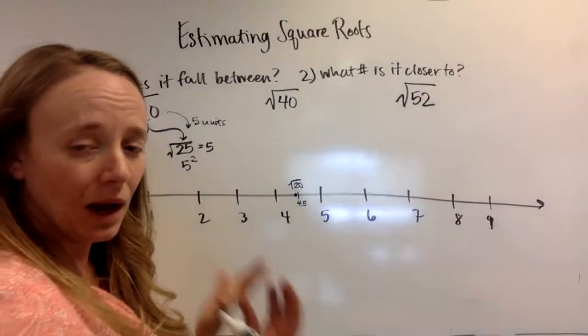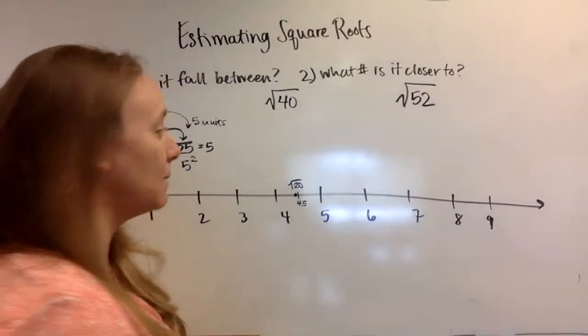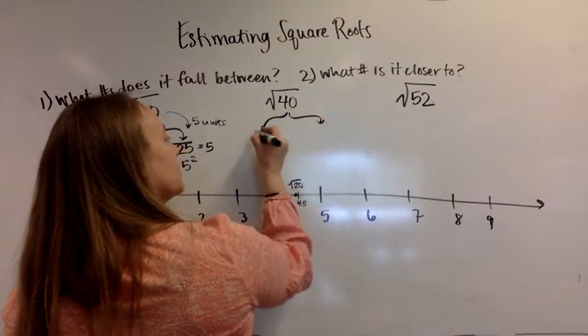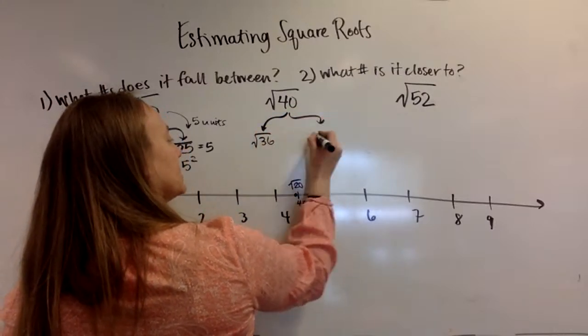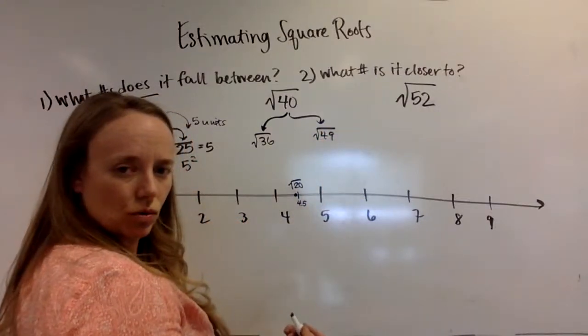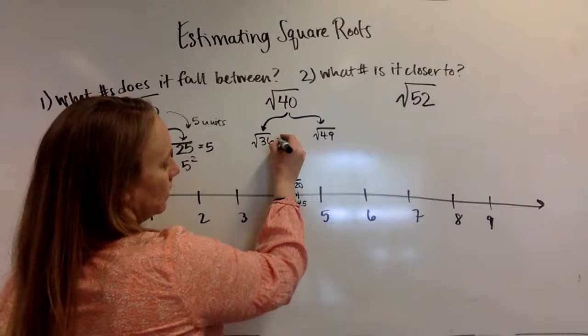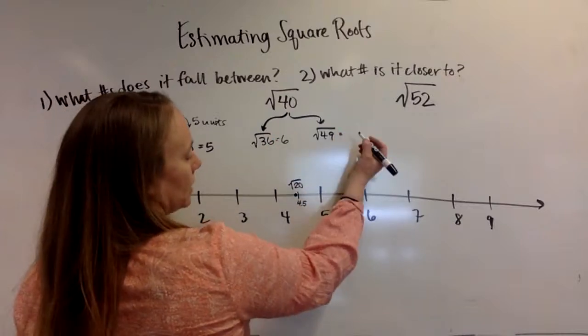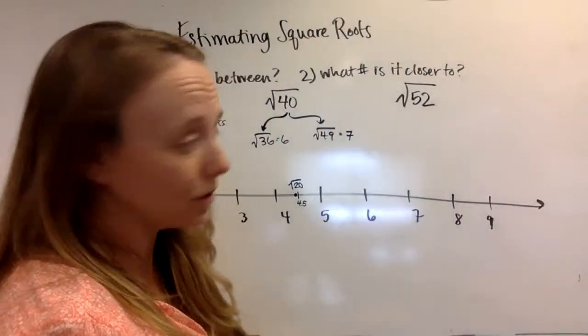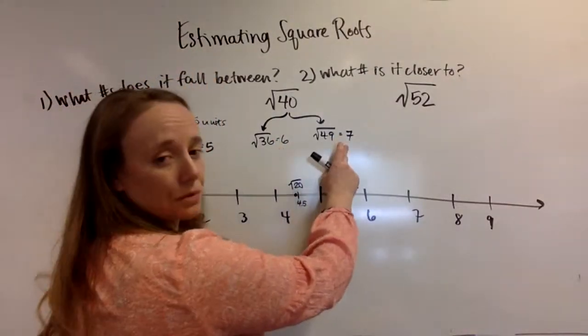So now I have the square root of 40. I need to look at that one. Now, what two whole numbers is that in between? Square root of 40 is between the square root of 36 and the square root of 49. Cool. Square root of 36, that's 6. Square root of 49 is 7. So it's in between 6 and 7. Now, what is it closer to? Is it closer to 6 or closer to 7?